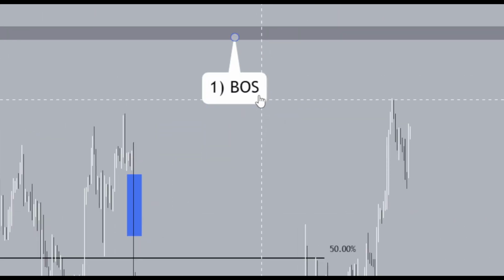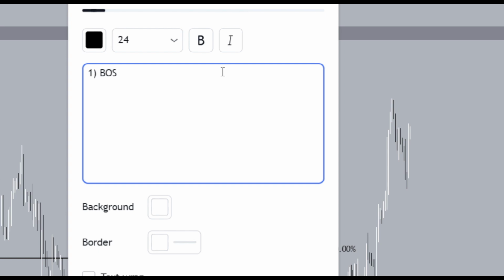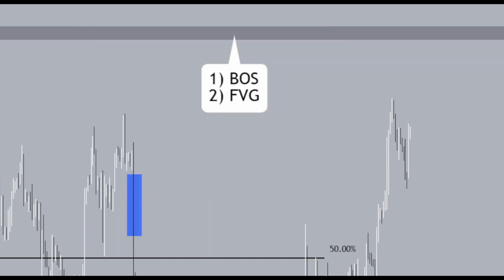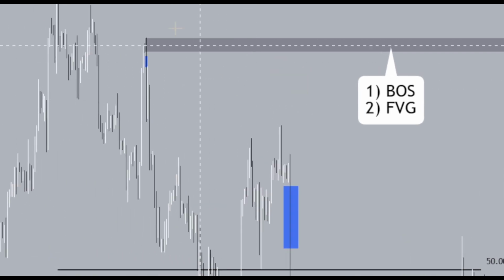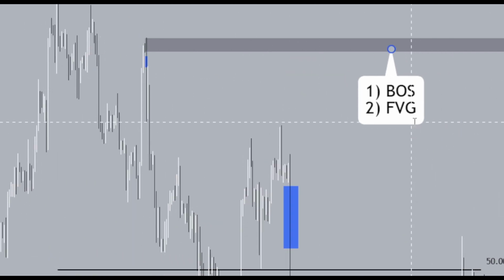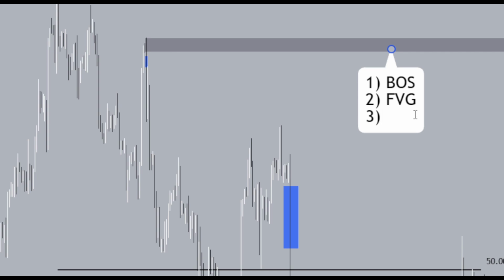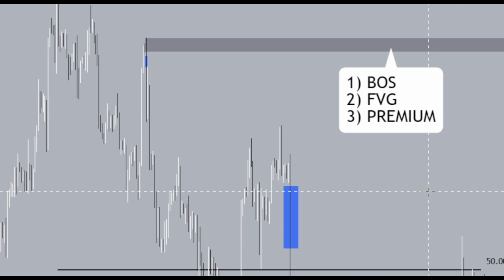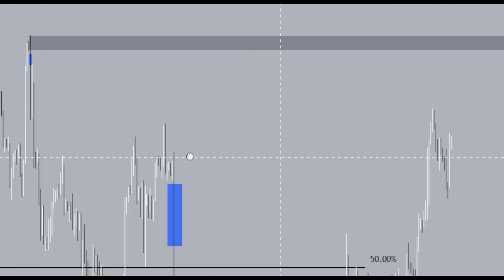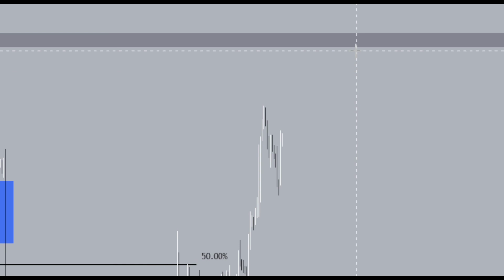The second thing is that the POI must leave an inefficiency or a fair value gap, and price has done that. As you can see, the blue box over there represents an inefficiency in price. And the third rule, very important, is that from an ICT perspective, we want the POI to be in the premium. So we're looking for a premium just like this. And so from here, we understand that this is our next overall target.